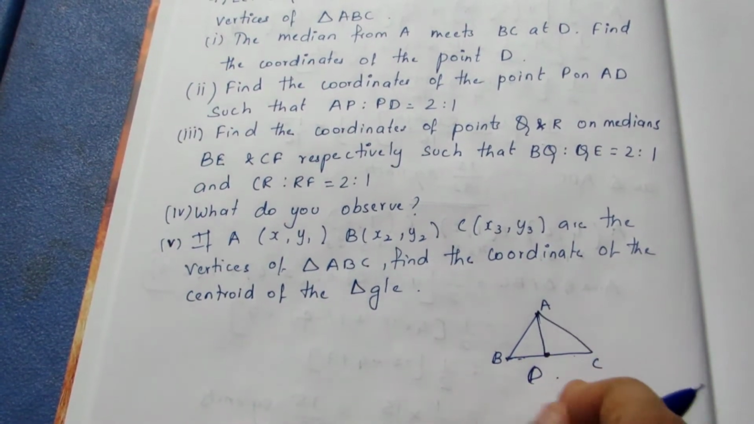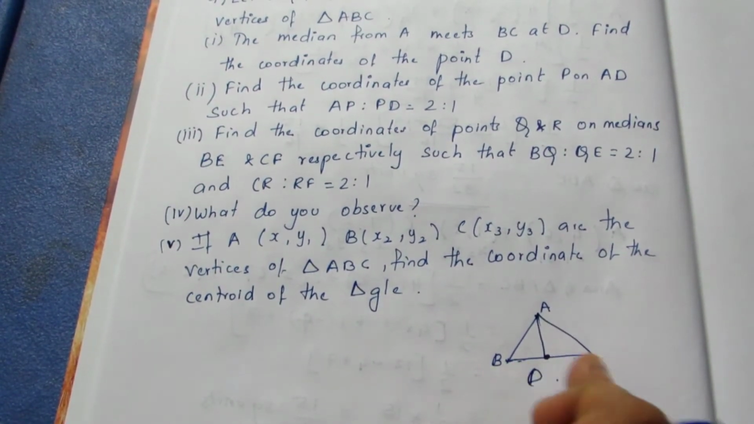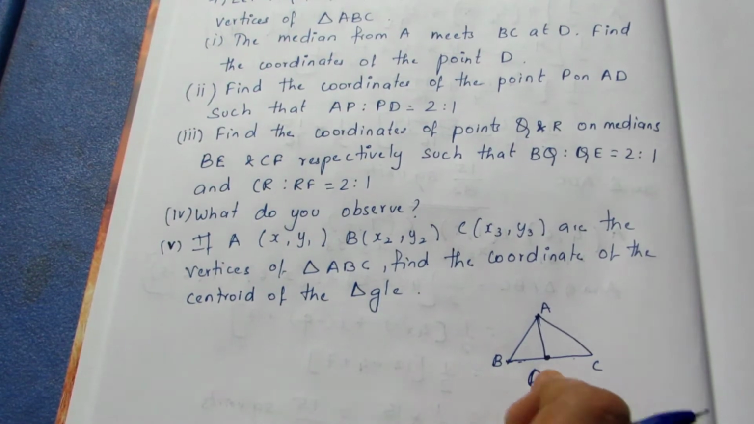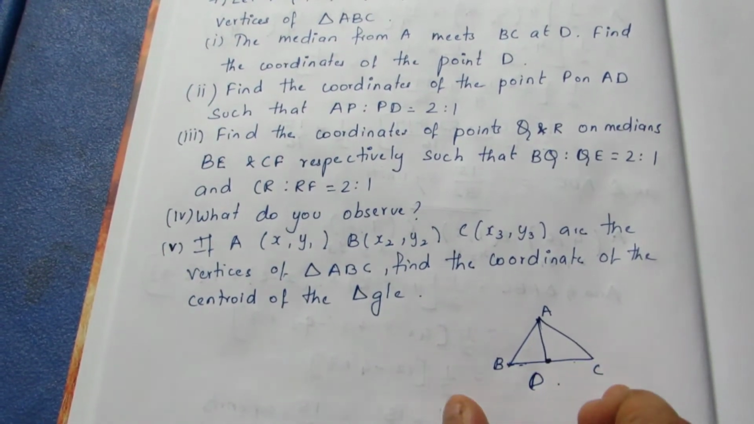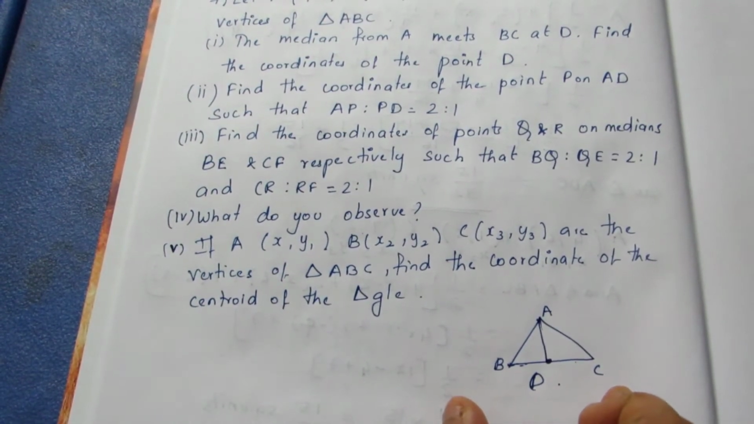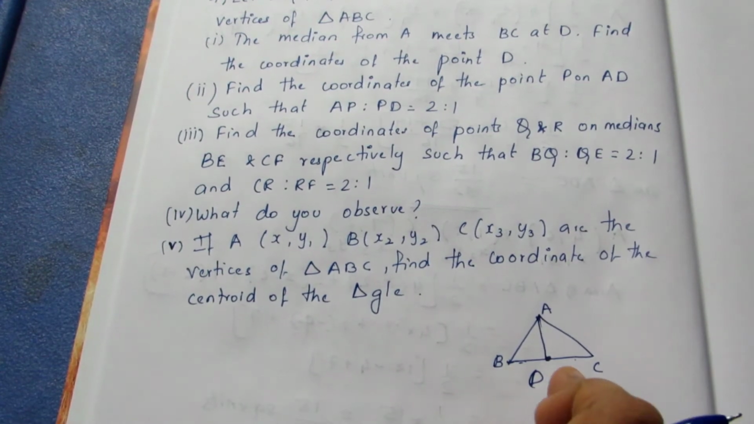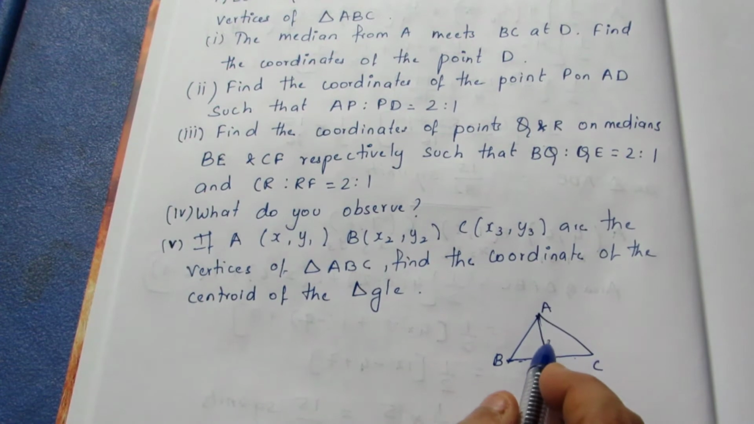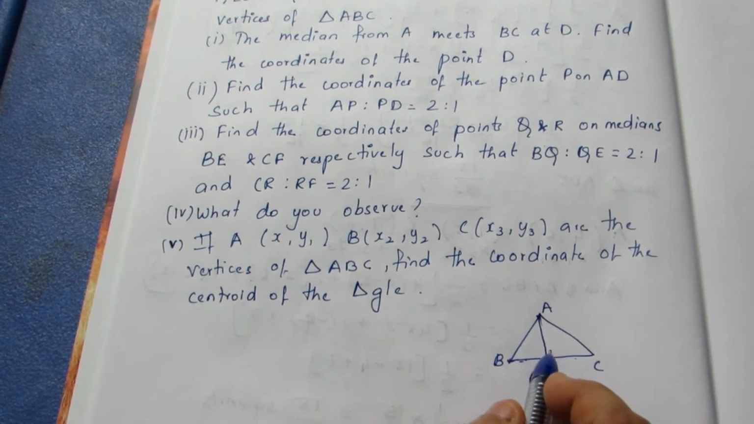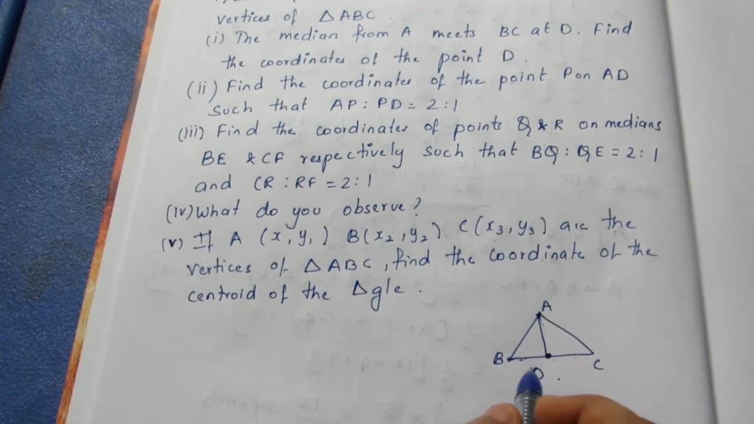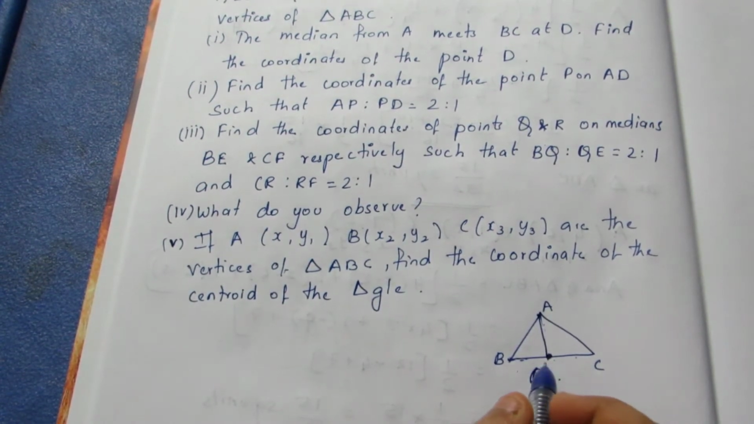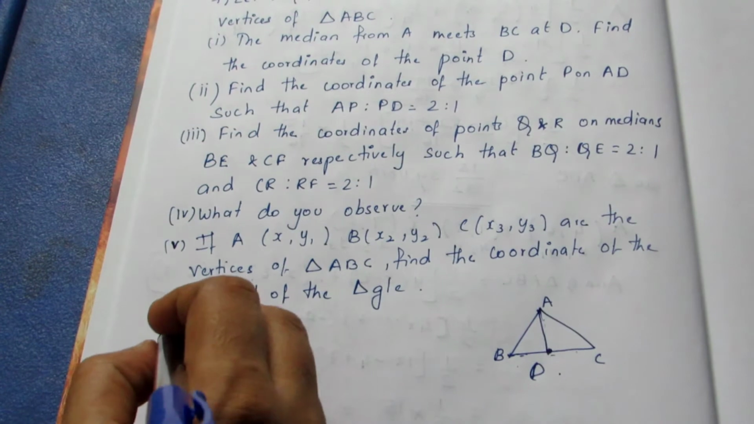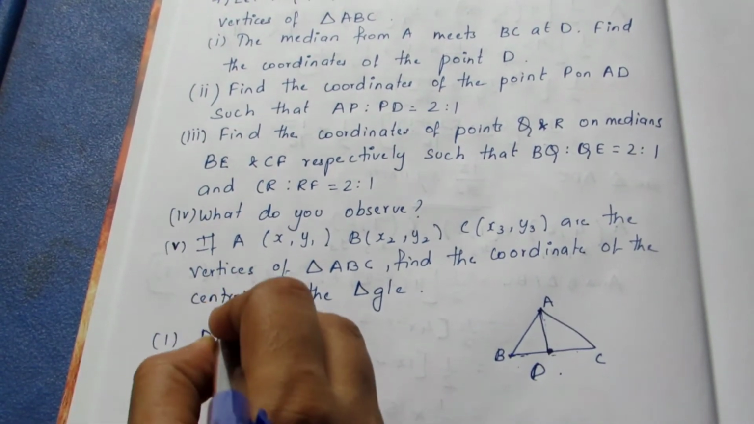As I told you, this will be the midpoint of BC. To find D coordinates, we need to use the midpoint formula. You need to understand the question, what is given and what formula we are going to use. Here we are going to use the midpoint formula because the median is the line joining a vertex and the midpoint of the opposite side. So we are going to use the midpoint formula for D.